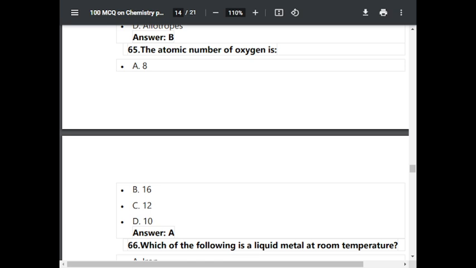Question number 65. The atomic number of oxygen is. Option A 8. Option B 16. Option C 12. Option D 10. The correct answer is A 8. The atomic number of oxygen is 8.